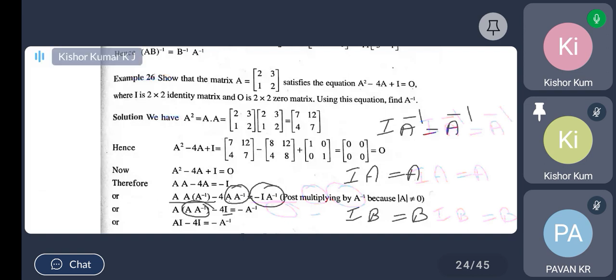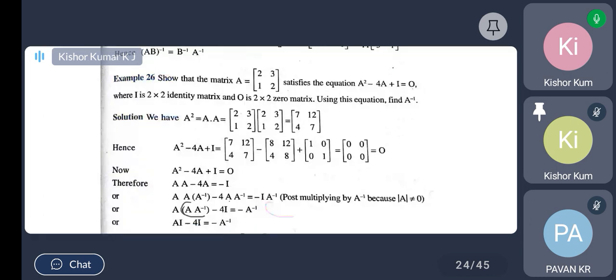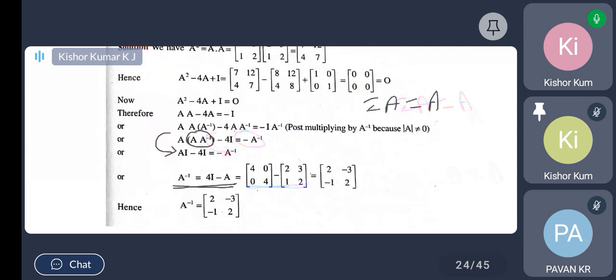Now after the simplification, again on the LHS we have A into A inverse, which again becomes I. So multiplied with the matrix, A into I minus 4I is equal to minus A inverse. And I have just given that I into A is nothing but A. So finally the equation will become A square is equal to 4I minus A.